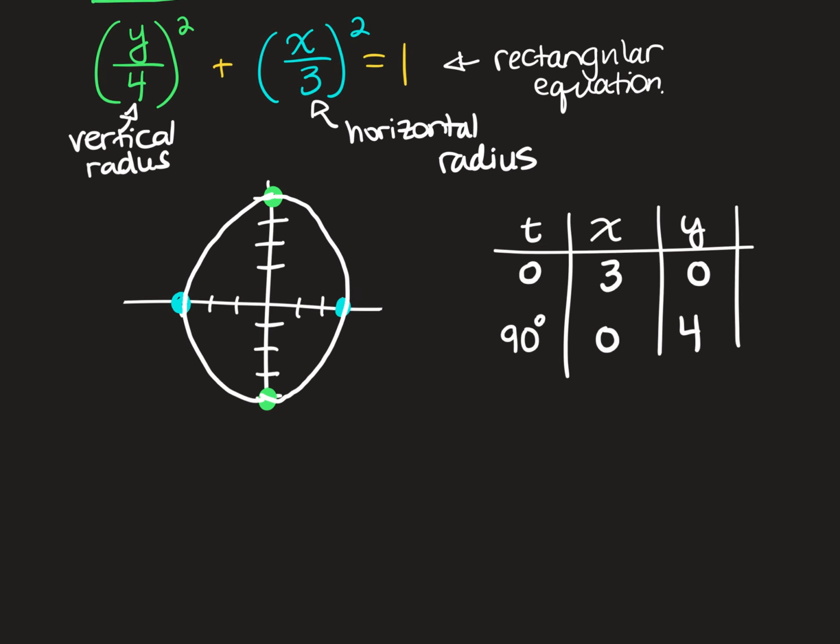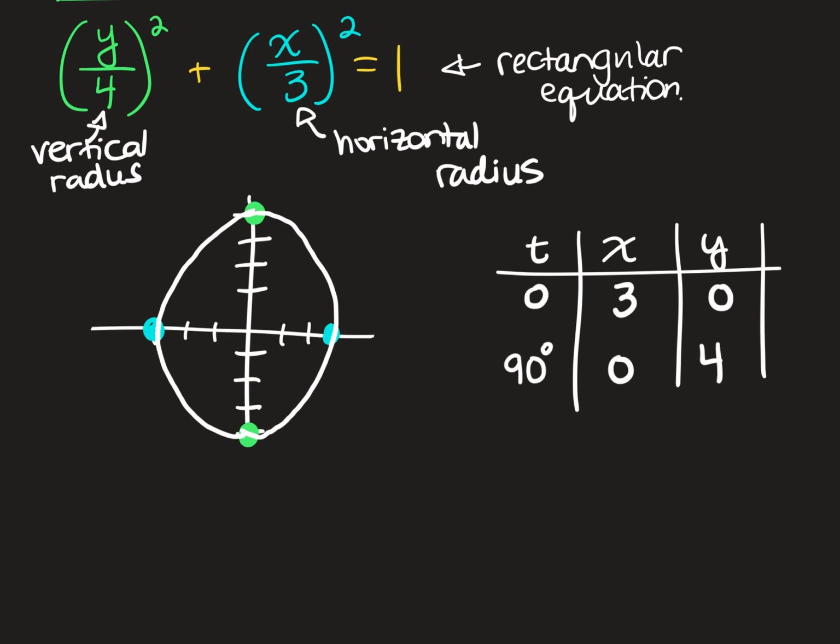So what I get are these 2 points. So I know that at the point 3, 0, which is right here, that's when t is 0. And then at the point 0, 4, that's when t is 90 degrees. Now I could also have called that pi over 2 in radians. Either one is fine. But what that tells me is that my graph is moving in a counterclockwise direction. So I can draw in my arrows.